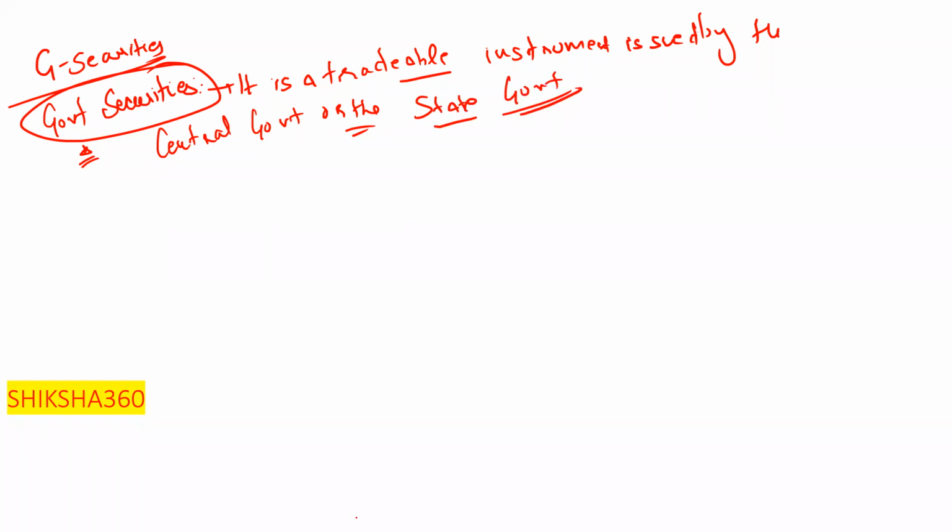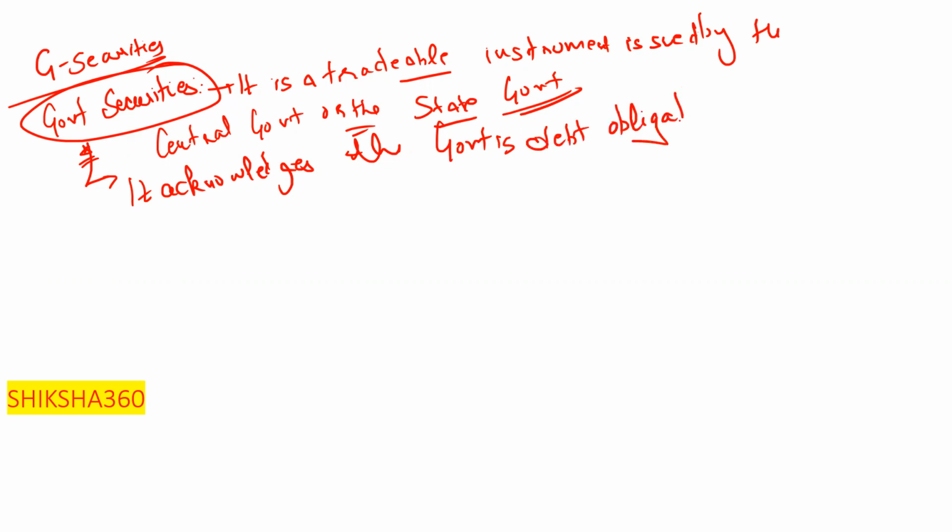Issued by the central or state government. Basically it acknowledges, as written by the public debt officer, the government's debt obligation. It acknowledges the government's debt obligation.